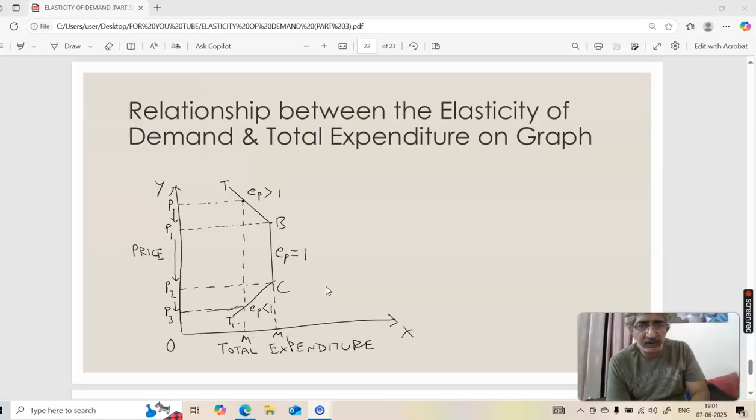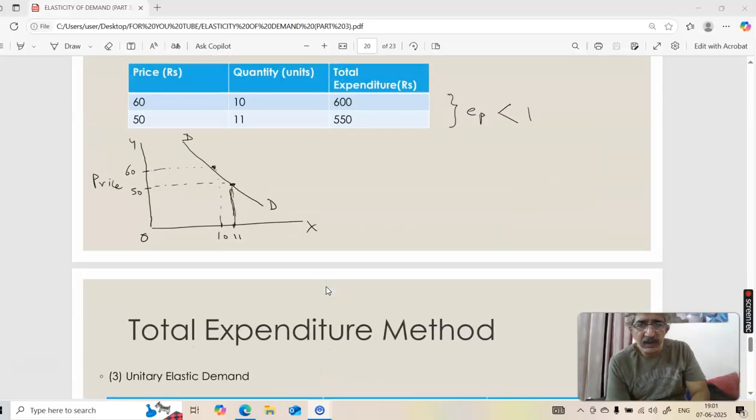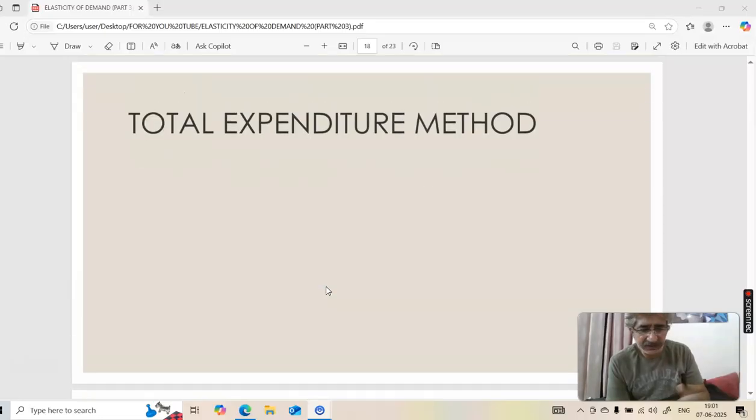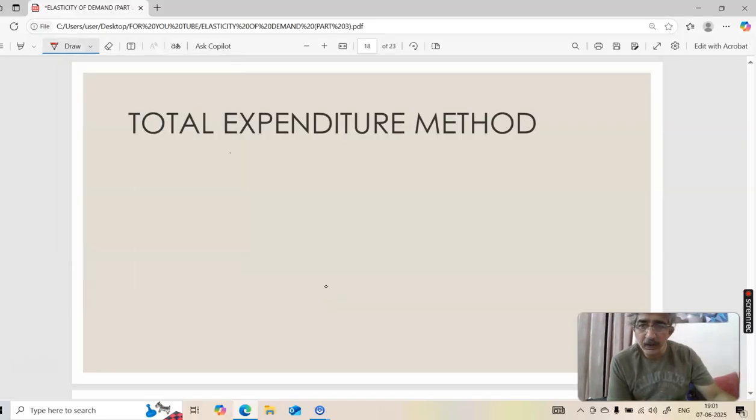Just a brief recap about the total expenditure method. So I'm just scrolling back. Total expenditure method, just a fast recap. Now, pay attention. Total expenditure, I'm denoting total expenditure by TE. It is the price per unit of the product multiplied by the quantity which you buy. Got it?